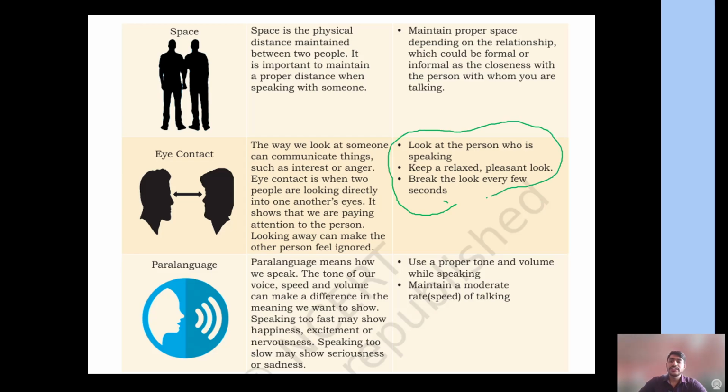Then paralanguage means how we speak. The tone of our voice, speed and volume can make the difference we want to show. Use a proper tone and volume while speaking. Maintain a moderate speed of talking. That is what paralanguage is: how we are speaking, how fluently we are speaking, and the tone and pitch of our voice. Clear?